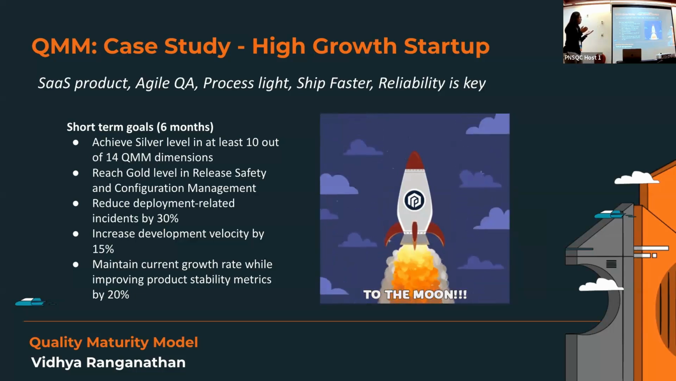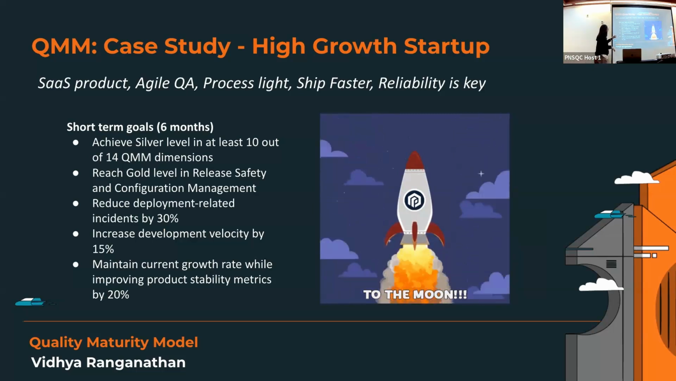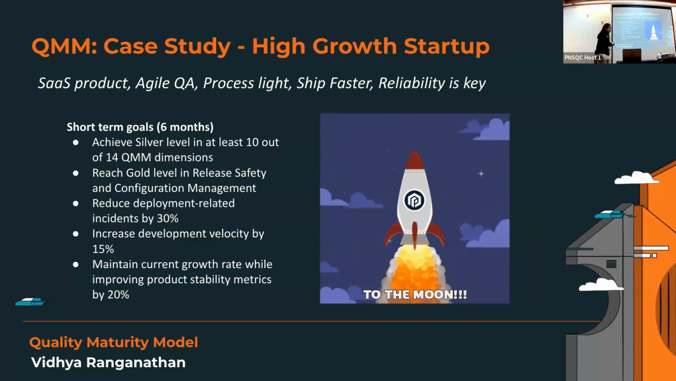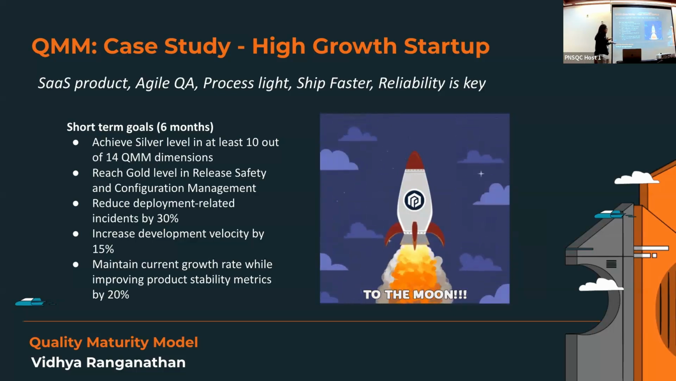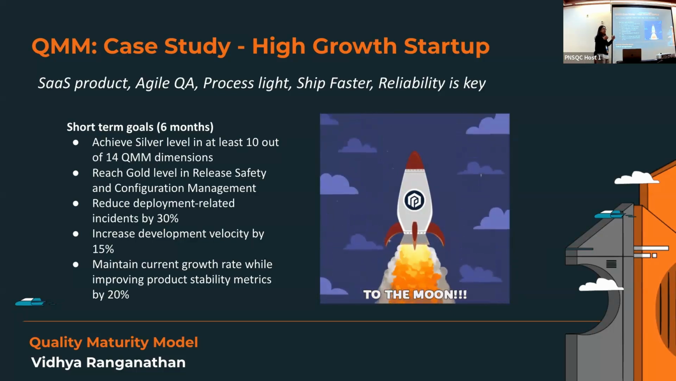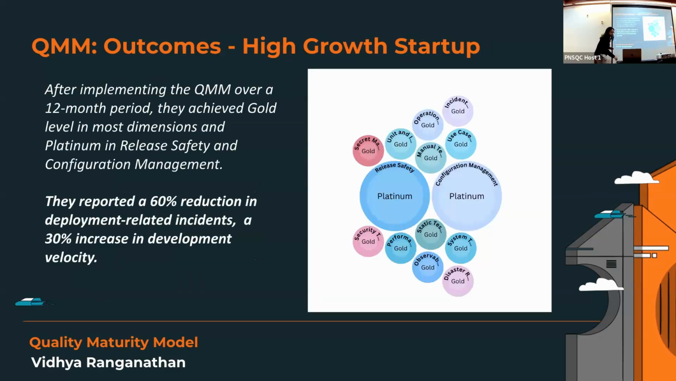They wanted to increase the development velocity. This was a very interesting goal that they had, probably also because they were not doing a lot of CI-related practices, and they wanted to maintain the growth rate by improving stability. That's why resiliency was very important for them. And this is where they were. Again, it was a 6-month goal, but it went on to a 12-month period because maturity takes a lot of time.